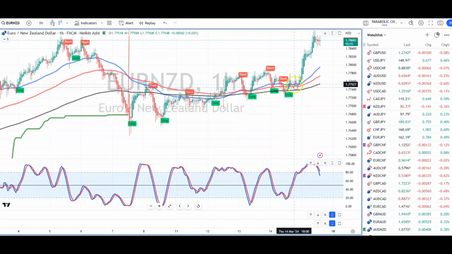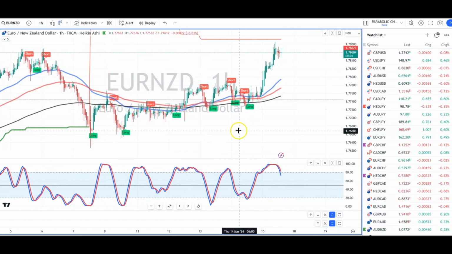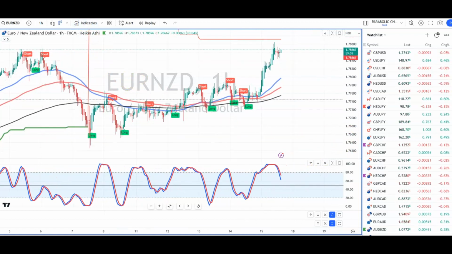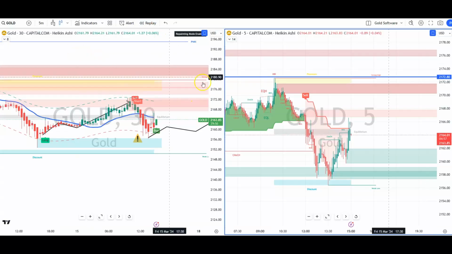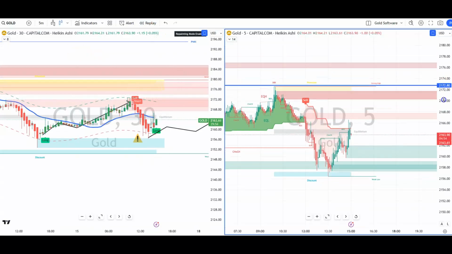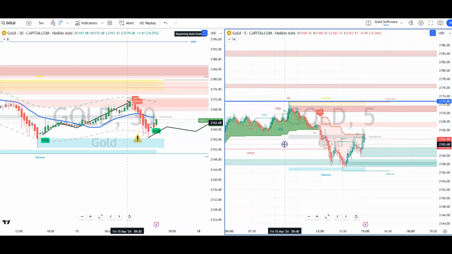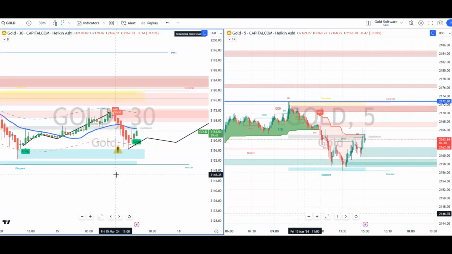Could you have traded this here? Yes, you could. Have a wonderful weekend. And let's just have a look at gold for a minute. That's shooting up. Well, it's not shooting up. Let's not exaggerate. We've got a buy, but it's below the blue line. So we will be looking to go long maybe on Monday.